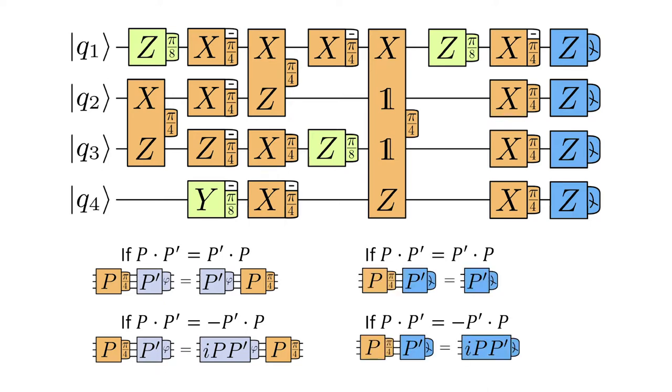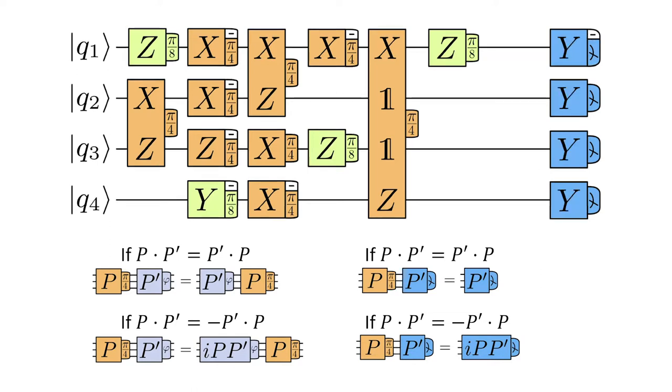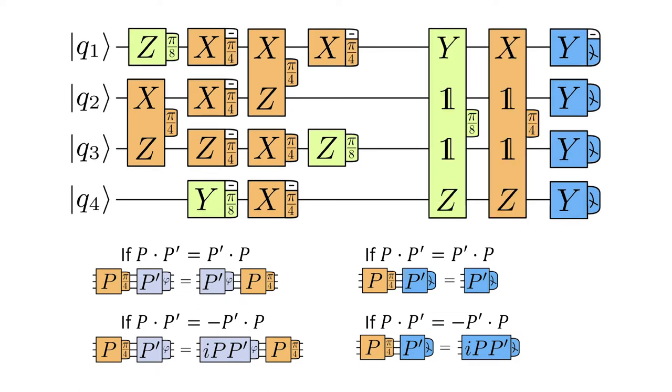I can use the same trick to absorb pi over 4 rotations into measurements, changing the basis of the measurement in just the same way. So for instance, these x pi over 4 rotations turn z measurements into y measurements. When I do this, I can also turn single-qubit operations into multi-qubit operations. So for instance, this x11 z pi over 4 rotation, when I commute it past the z pi over 8, turns it into a y11 z pi over 8, so a multi-qubit rotation.